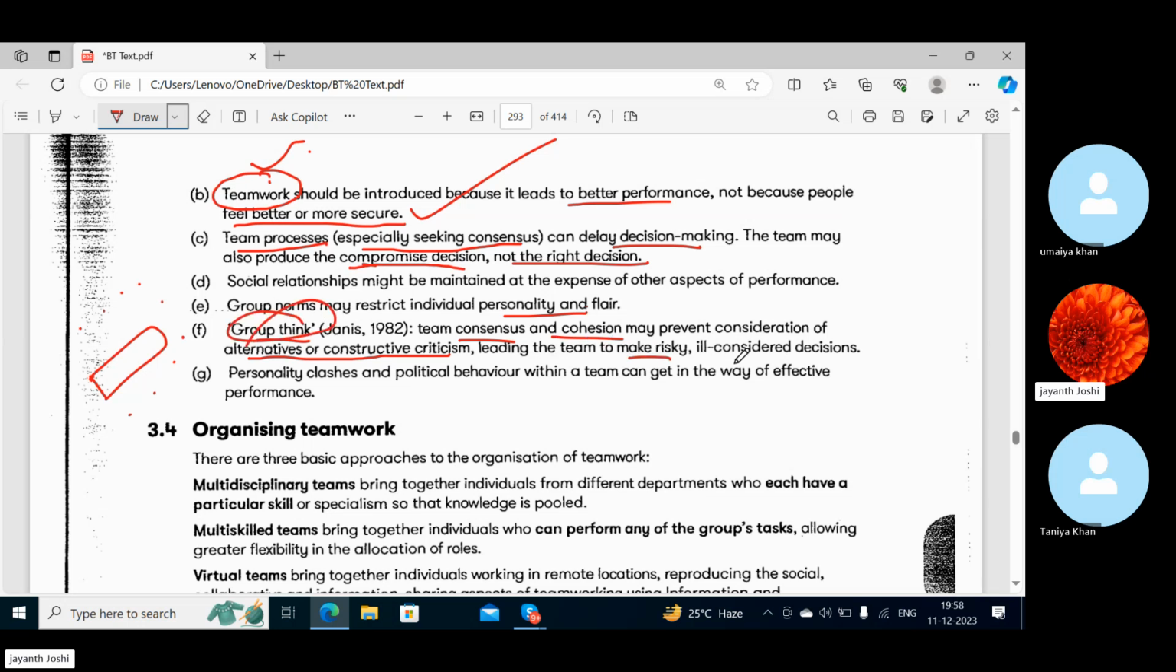Leading the team to make risky, ill-considered decisions, personality clashes and political behavior within a team can get in the way of effective performance. What does it mean by consensus and cohesion? Consensus is nothing but everyone agreeing to some point. See, there are 10 people, and someone is giving some kind of idea, let's say, or giving a statement and asking how many people agree to that. If all the 10 people agree, they have consensus. That's what.